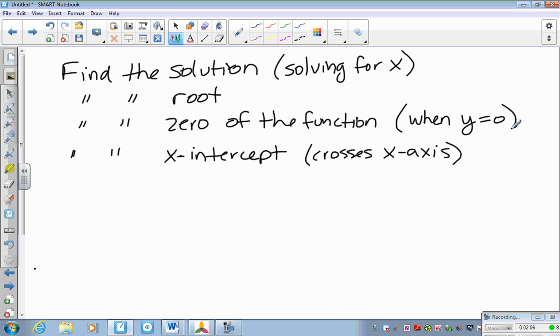And the root, I'm not really going to explain that one. You probably won't understand why it's called a root until you get to algebra 2. So that one you just kind of have to know that it's the root. I'm sorry about that. But hopefully all of these are connected.